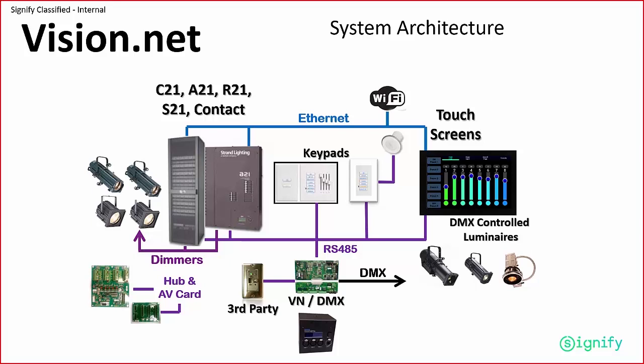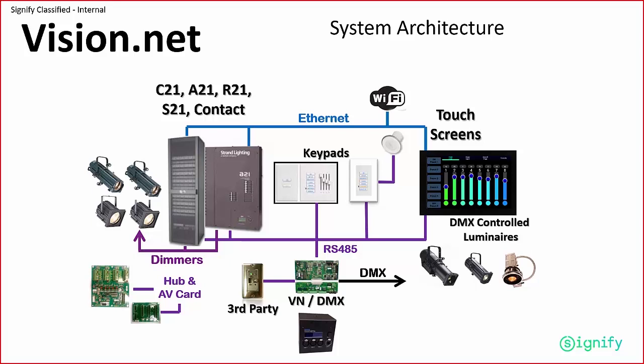However, once we go to attributed fixtures, so LEDs, moving lights, DMX controlled house lights, we need a place to store that data. So that's what that VisionNet to DMX card is for. The VisionNet to DMX card stores all the preset data for the universe of DMX in which it is configured.